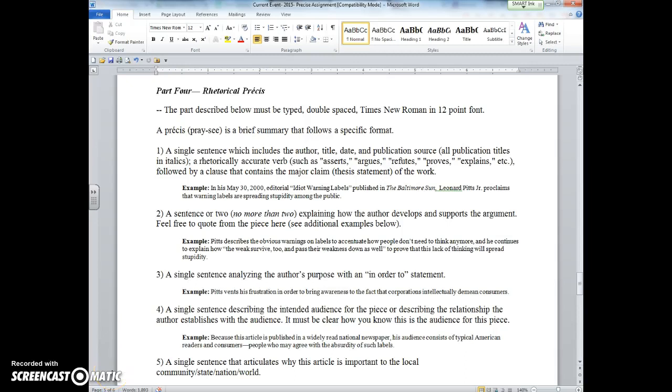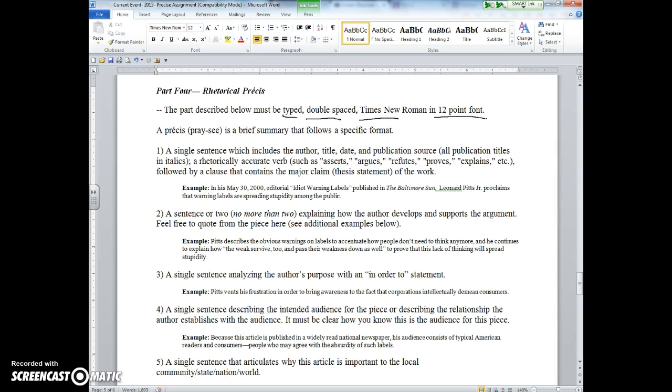The last section, part 4, is the actual précis itself. Up until this point, you've been doing a lot of work to get prepared for the précis, but now it's the précis. This whole thing should be typed, double space, Times New Roman 12-point font. That's how all writing assignments are in here, the end.